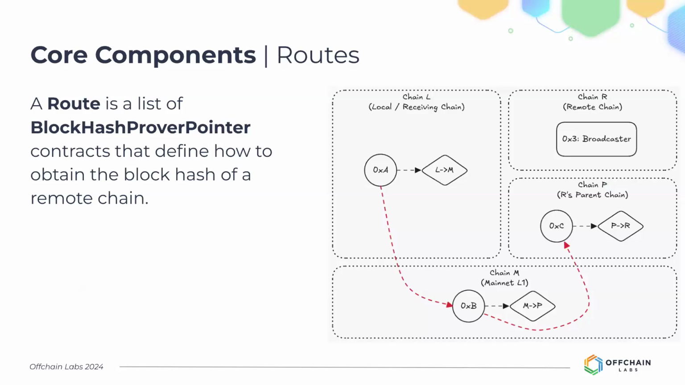If you take a bunch of these pointers and string them together, you've made what's called a route. A route is a list of these pointer contracts that define how to obtain the block hash of a remote chain from a local chain. This is what allows us to traverse multiple chains to get to another. Like in this picture, we've got chain L and chain P are both L2s. Chain M is mainnet Ethereum. And then chain R is an L3 on top of chain P. By stringing these pointers together, we can go from a chain L block hash to a chain M block hash to a chain P block hash, and finally to a chain R block hash, which we can then use to read the broadcaster's storage.